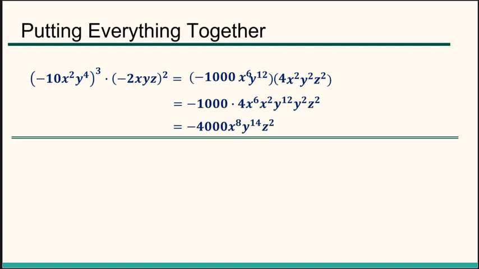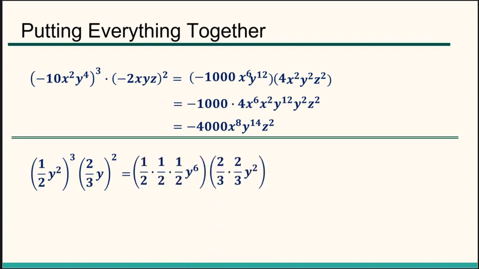All right, the next one is everyone's favorite kind of problem, fractions. So once again, let's take this a bite at a time. I see that it's 1/2 y squared raised to the third. So I know what the y is. The y is going to be y to the 6. But I need to do 1/2 times 1/2 times 1/2. And on the 2/3 bit, that's going to be 2/3 times 2/3, and then times the y raised to the second. So this is what I've got.